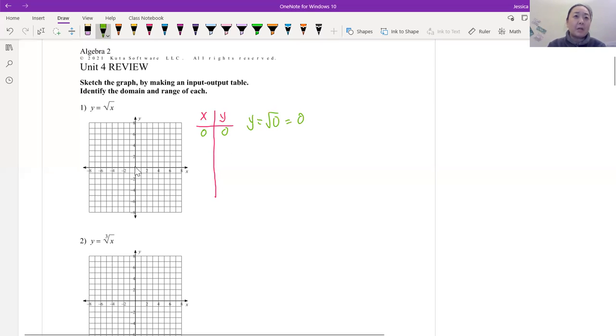And then I'm just going to plot as I go. If you want to do all your input-output table first and then plot, go for it. But for me, I think this is easier when I'm using different colors. So for another one, I'm going to think, okay, the square root of what will give me a nice number? If I do 5, that's not going to be good because the square root of 5 is 2 point something. You see how it's not nice? So think of perfect squares. 1 times 1 is 1. So let's do that. The square root of 1 is 1. So when I put in a 1, I get a 1.